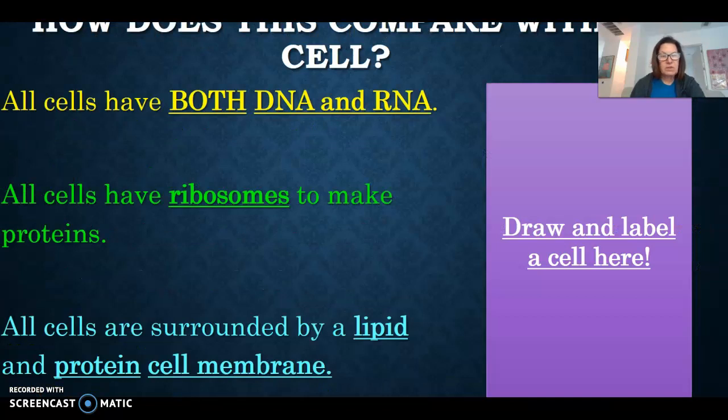Okay, so you're supposed to draw, well, you don't have to do that. All cells, like our cells, have both DNA and RNA. All of our cells have ribosomes. And remember when we were studying organelles, ribosomes make proteins. And all cells are surrounded with a membrane. So when we studied cell membranes, remember it's covered by proteins and lipids.